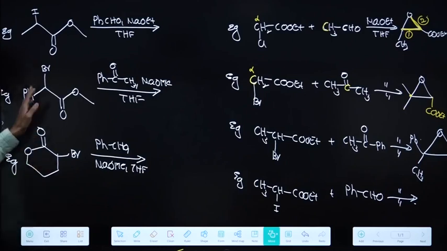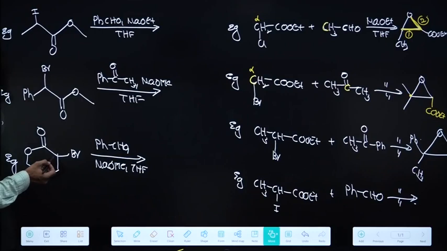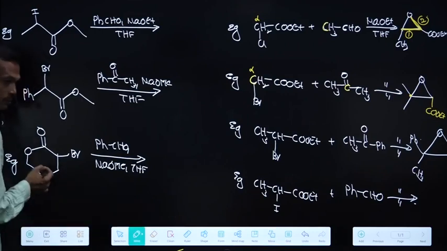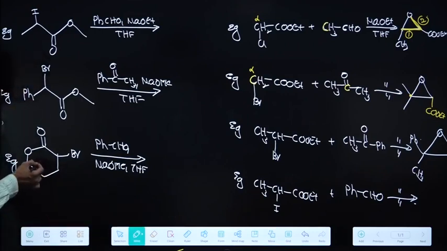Will you work out this? Take down this as homework. Just you take down this. Work out this example. Is it ester? Cyclic ester, also called lactone.